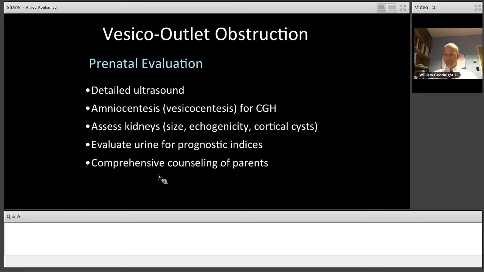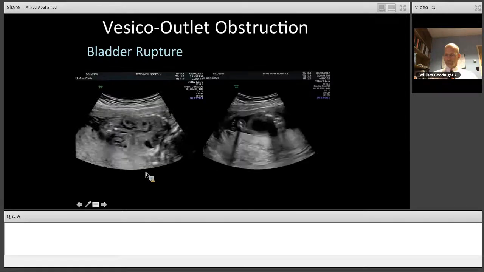Then you assess the kidneys very closely. Here we're looking at size, echogenicity, and the presence or absence of cortical cysts. Take some urine to evaluate for prognostic indices. Experts recommend that you throw the first urine out and then take a urine sample 24 hours later through a vesicocentesis and assess those. And certainly the comprehensive counseling. I'm going to try to guide you on this through this talk because this is not an easy task to do.